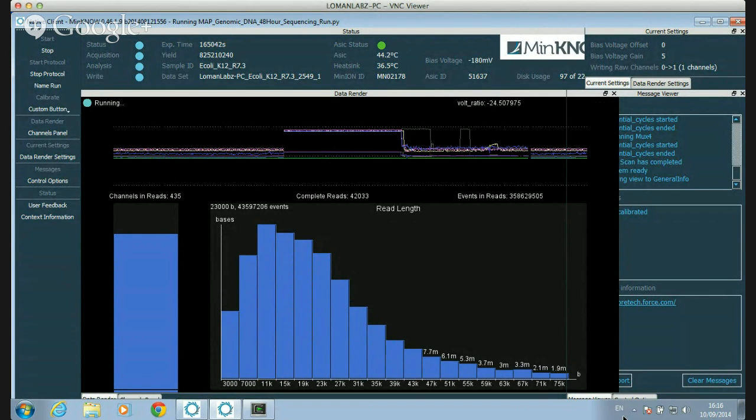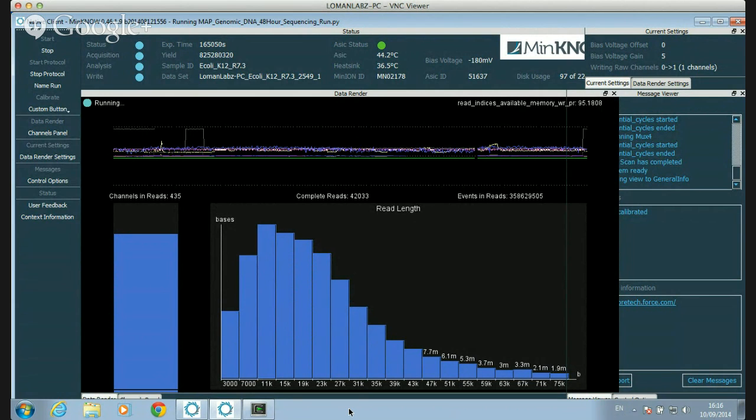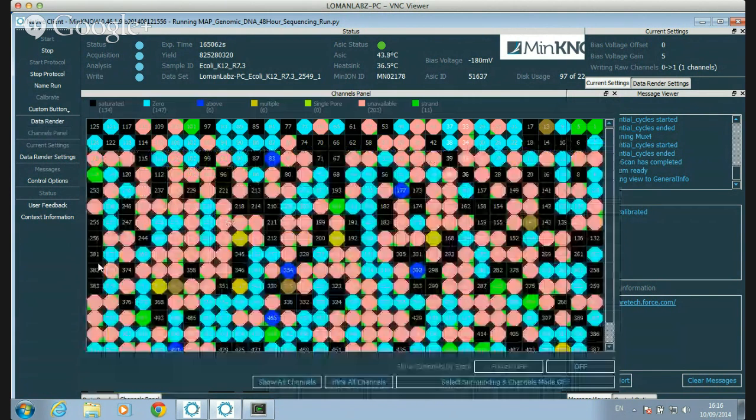Yeah, some people have looked at that, and this is coming to the end of 48 hours. We can see about 435 pores have actually reported at least one read, 42,000 reads, about 358 megs. So Josh probably not going to win anything with this one. Maybe not. And we can see if we switch to the channel panel what the state of the sequencing is.